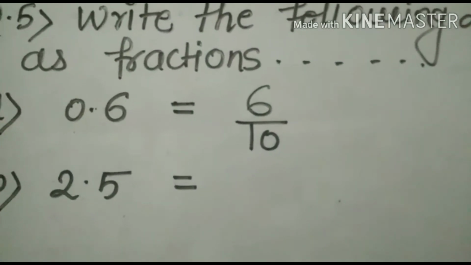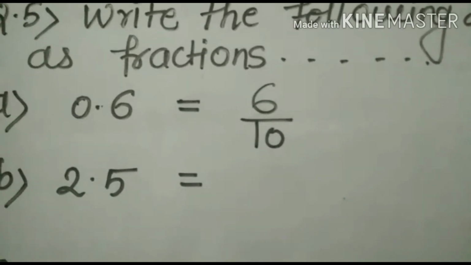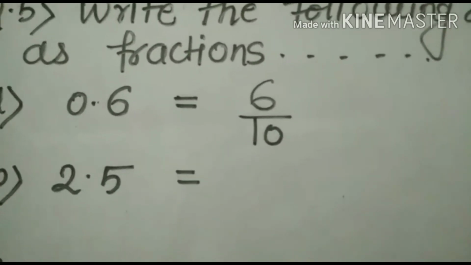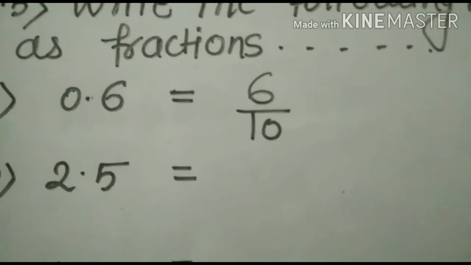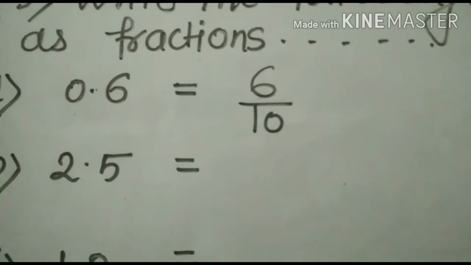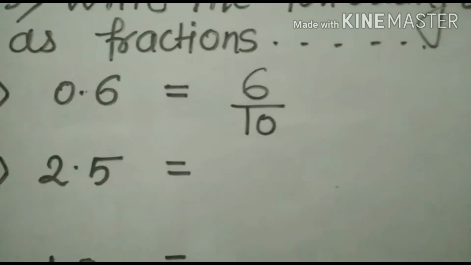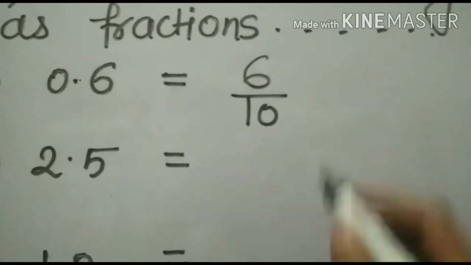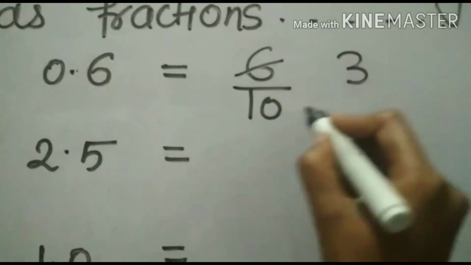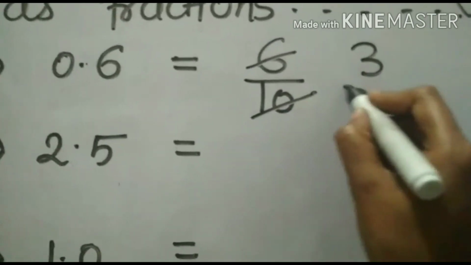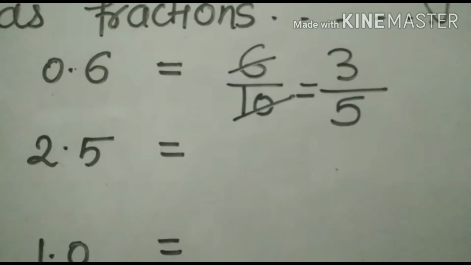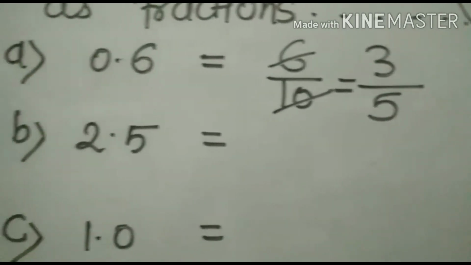Now in the same question, we are asked to reduce the fraction to its lowest term as well. So how will you reduce 6 by 10 to its lowest term? See, in 6 and 10, 2 is the common factor, right? So if we divide both numerator and denominator by the same number 2, what will you get? 2 3s are 6 and 2 5s are 10. So 3 by 5 is the lowest term of the given fraction 6 by 10.